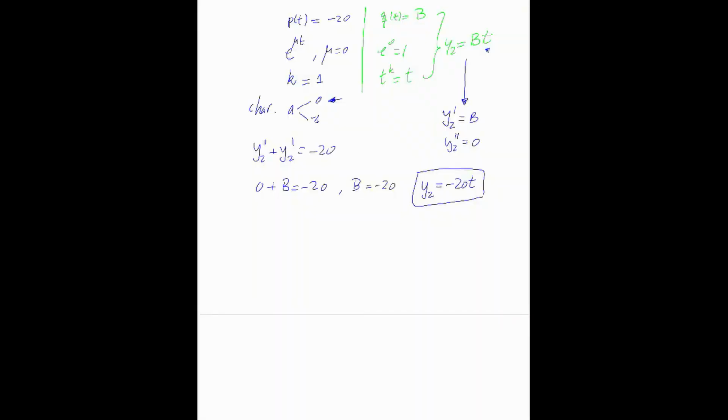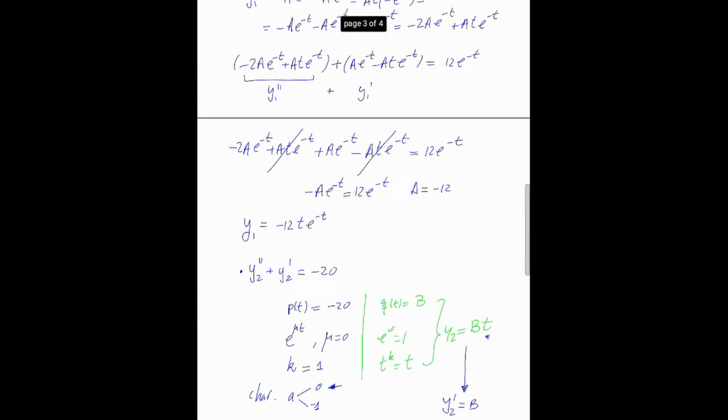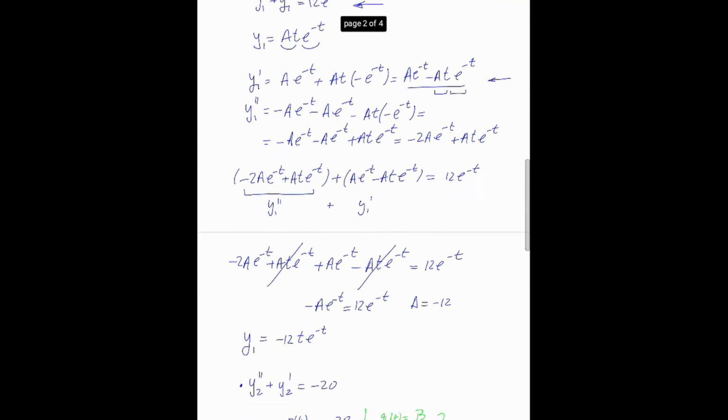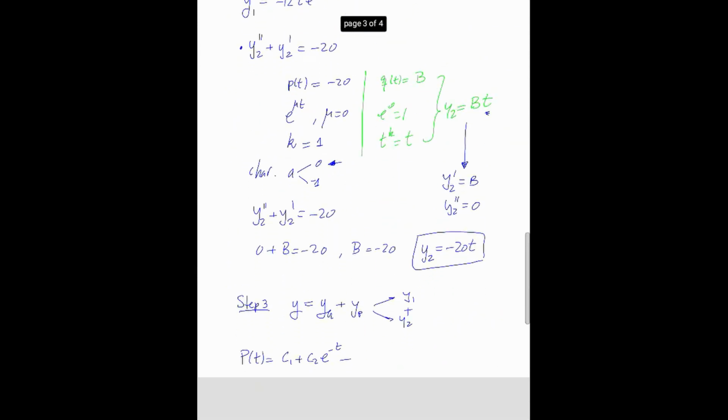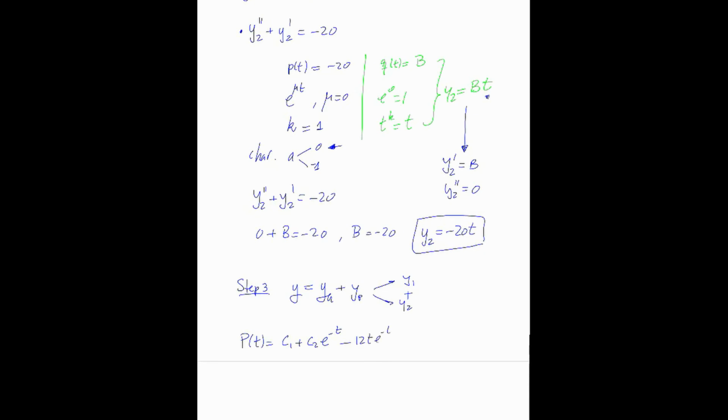With the homogeneous and the particular solution, we go to step 3, which is our solution is the homogeneous plus the particular. Remember, this particular is the addition of the first plus the second. Let me write this in terms of p. So p of t will be, you look at the homogeneous, stop here, look at the homogeneous, will be constant 1 plus constant 2 e to the minus t plus the particular. The particular, if we look up here, we have the first is this one here, minus 12t e to the minus t minus 20t. And now we go to step 4.